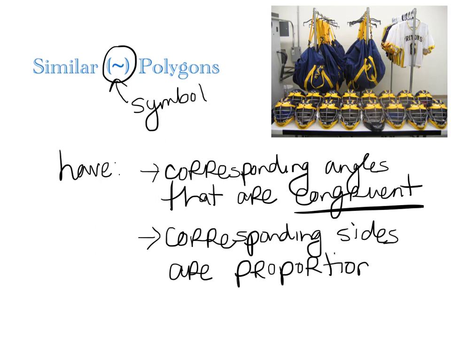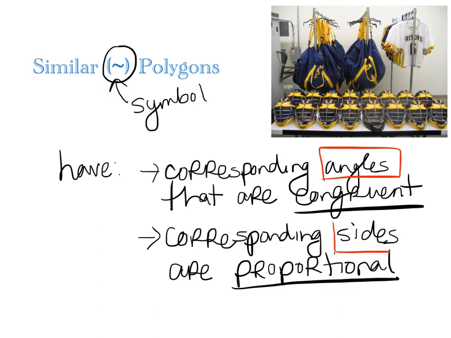And those are really the two major requirements that you have to see in order to say that the two shapes are similar. So go ahead and make sure you underline congruent and proportional. And if you have a marker, let's go ahead and underline angles and sides as well so we can see that. That's really the only big notes we're going to be writing today.